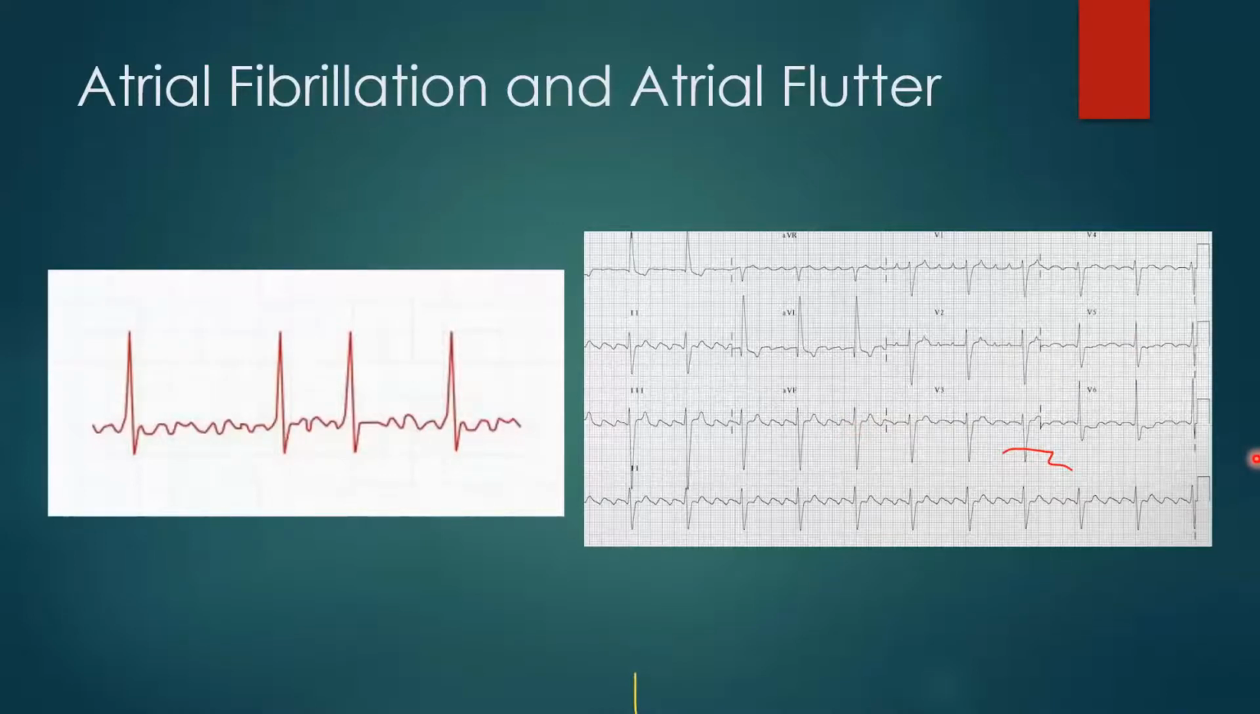2-to-1 is the most common A flutter you will typically see. It will look a lot like SVT on the monitor, and that's why we'll end up using adenosine to slow it down. We'll talk more about adenosine when we get to SVT. But once you slow a 2-to-1 A flutter down with adenosine, you'll start to see the underlying shark fins for the P waves. Once you see that, you know you're dealing with an A flutter, and we can change treatment modalities and use diltiazem or metoprolol to start slowing that atrial contraction down.